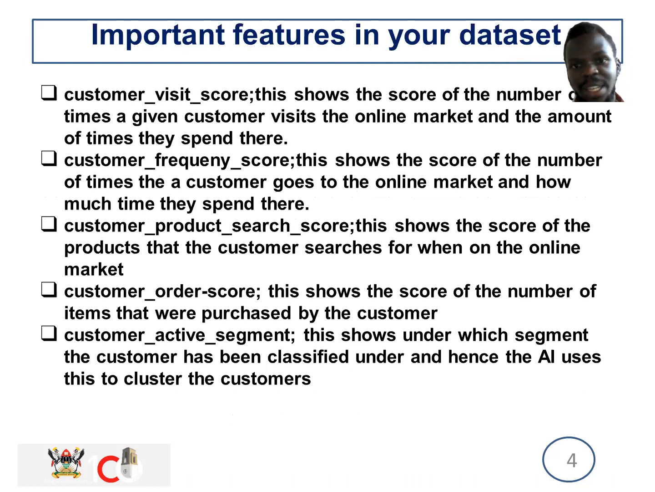I have different factors in my database. So I have the customer score. This shows the number of times a customer uses the online market and the amount of time they spend there. The next factor is the customer frequency score. This shows the number of times the customer goes online and how much they spend there. I also have the customer product search score. This shows the score of the products that the customer searches for when they're online. And then I also have the customer product score. This shows the number of items that are purchased by the customer.